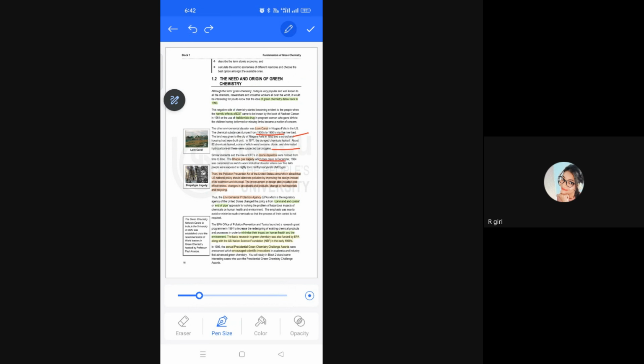Another is ozone depletion. Due to the huge use of chlorofluorocarbons, ozone layer depletion occurs, so that the ultraviolet radiation of the sunlight comes directly to the earth's surface, which creates skin disease in the animal kingdom. Another is the Bhopal gas tragedy. These are the situations in which green chemistry originated. To overcome and eradicate these situations, green chemistry originated.